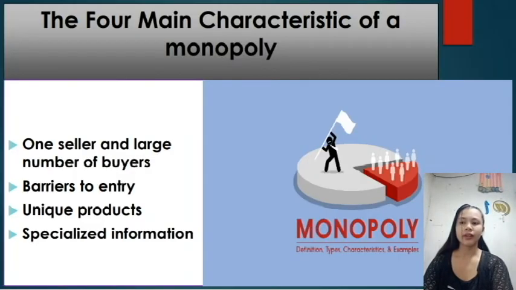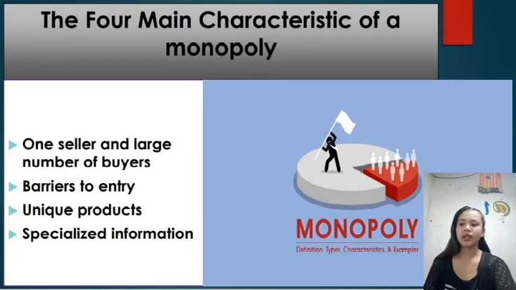The four characteristics of monopoly. Number one characteristic is a single firm selling all output in a market. The number two is a unique product. And the number three is the restrictions on entry into and exit out of the industry, more often than not. And the last is the specialized information.